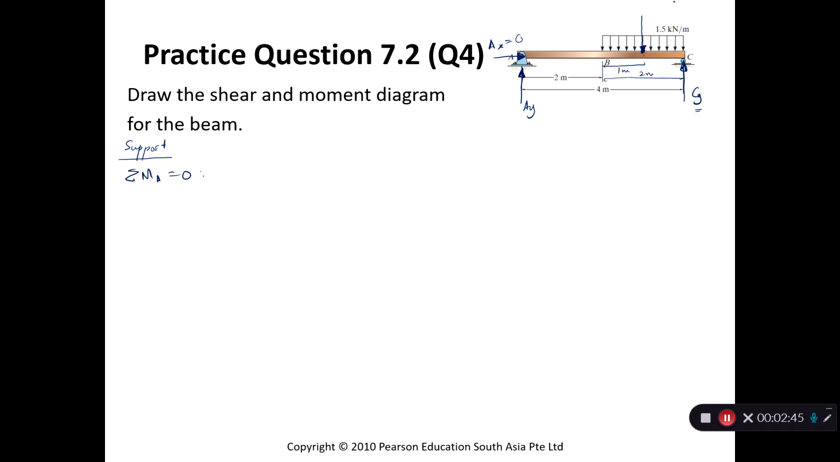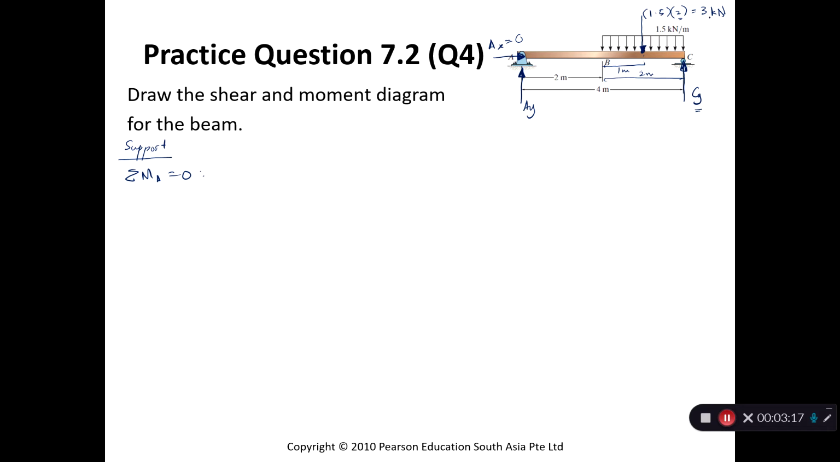Halfway. So the magnitude will be 1.5 kilonewton per meter as given here. 1.5 times the entire length, which is 2. So that will give you 3 kilonewtons. No longer kilonewton per meter, because you've already multiplied with the length. So this load is considered as 3 kilonewtons acting at this point. Okay, so back to calculating the moment about point A. So we have these two forces.